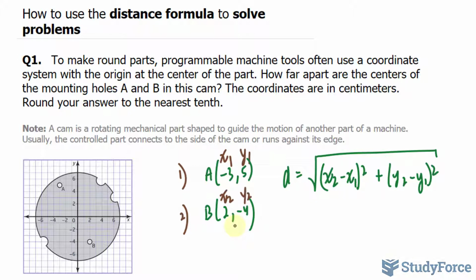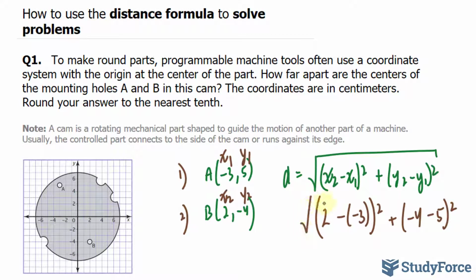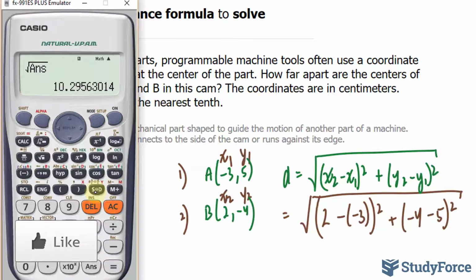Now all I have to do is plug and play. So x2 is 2 minus -3, all of that being squared, plus y2 is equal to -4 minus 5, all raised to the power of 2, and all of this is being square rooted. Using our calculator, we have 2 minus -3, which is 2 plus 3. 5 to the power of 2 is 25. So I'll write down 25 plus -4 minus 5, which is -9, to the power of 2 is 81. Now we square root, and we end up with approximately 10.29.